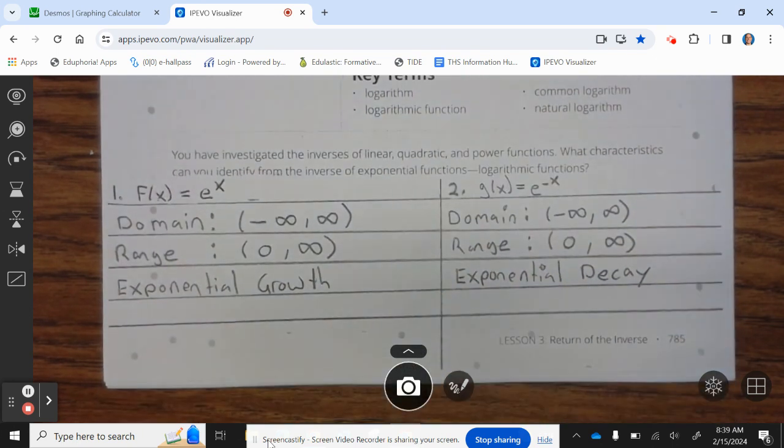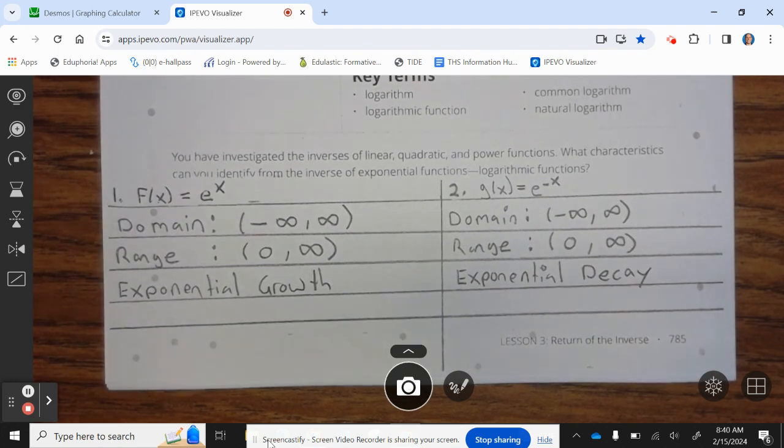Number 1. When f of x equals e to the x, the domain is negative infinity to positive infinity. The range is from 0 to infinity, not including 0, and it's exponential growth. 2. When g of x equals e to the negative x, the domain is negative infinity to positive infinity. The range is from 0 to infinity, not including 0, and it's exponential decay. Let's take a look at the next page.